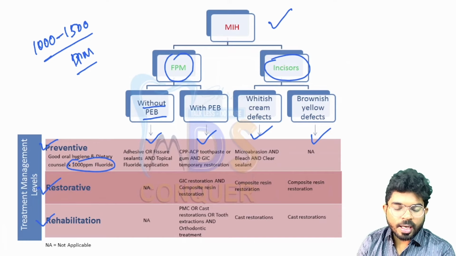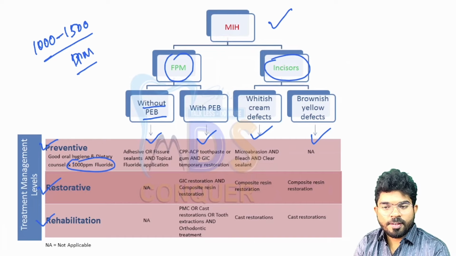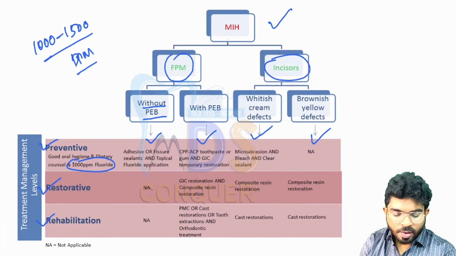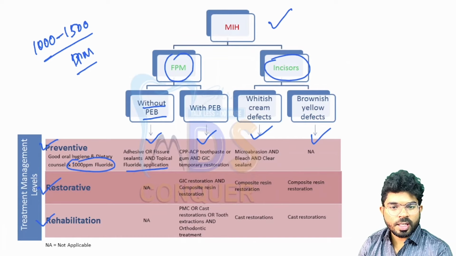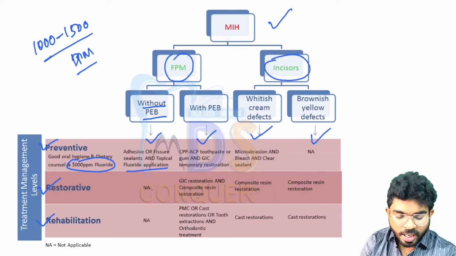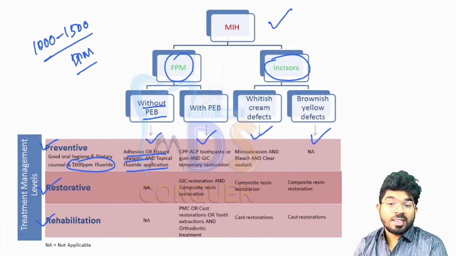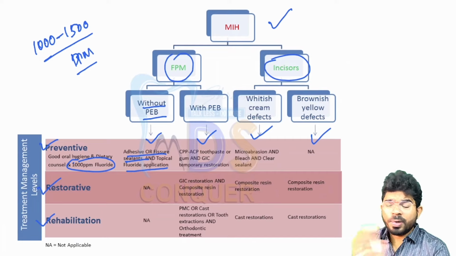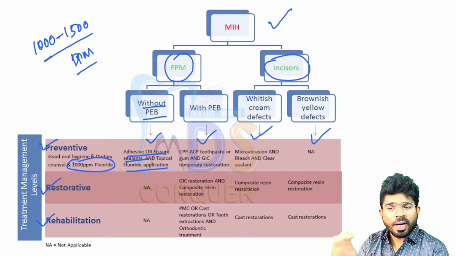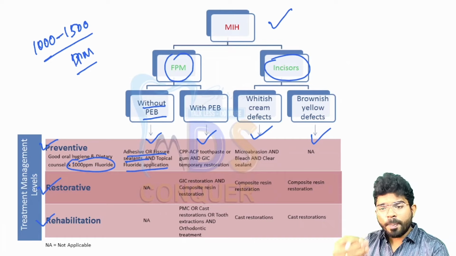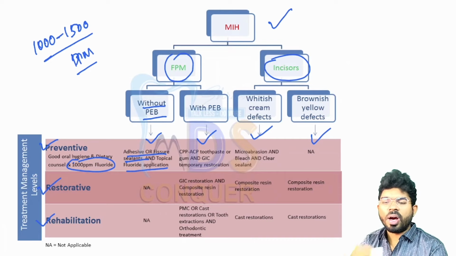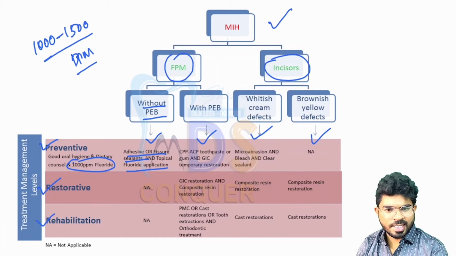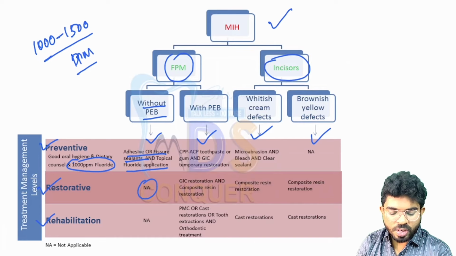And coming to first permanent molar hypomineralization without enamel breakdown, what you are going to do is topical fluoride application, or you can advise pit and fissure sealants. This is the preventive aspect, because there is no enamel breakdown. So don't disturb the enamel; try to remineralize it, because enamel can break down due to the lack of mineralization in it. So you have to feed the enamel with minerals. That can be done with topical fluoride application or other remineralizing agents. There is no need for restoration, no need for rehab.